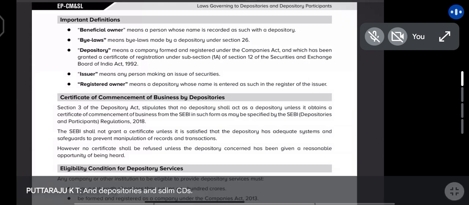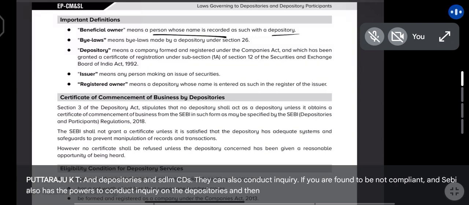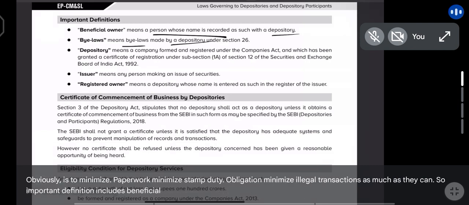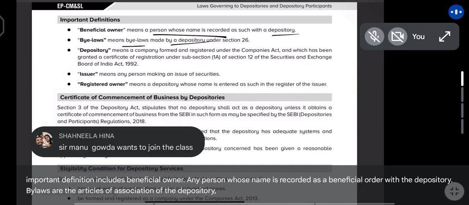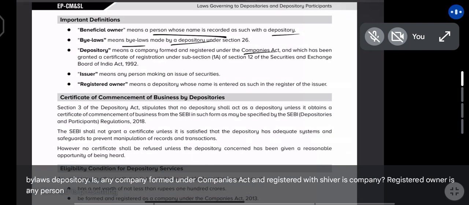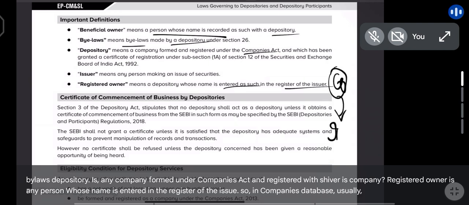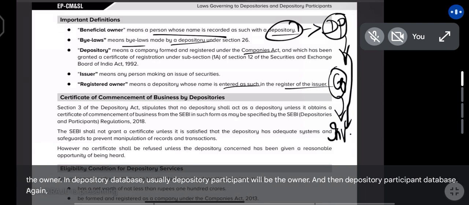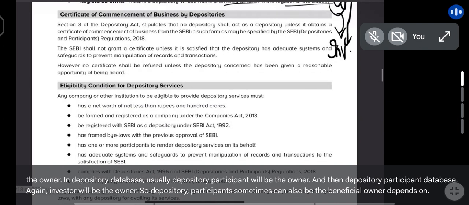Important definitions include beneficial owner: any person whose name is recorded as a beneficial owner with the depository. Bylaws are the articles of association of the depository, because NSDL and CDSL are companies themselves, so they have their own bylaws. Depository is any company formed under the Companies Act and registered with SEBI. Issuer is the company. Registered owner is any person whose name is entered in the register of the issuer. So in the company's database, usually you, the investor, will be the owner. In the depository database, usually the depository participant will be the owner. And in the depository participant database, again, the investor will be the owner. The depository participant sometimes can also be the beneficial owner, depending on the nature of these transactions.